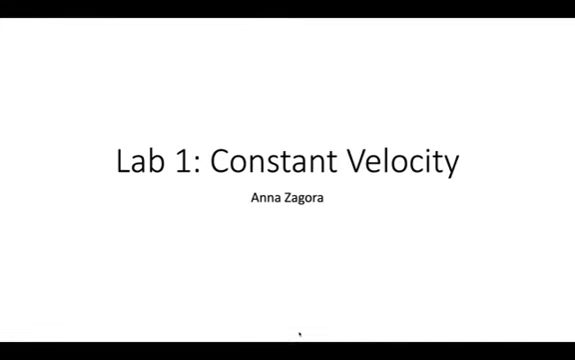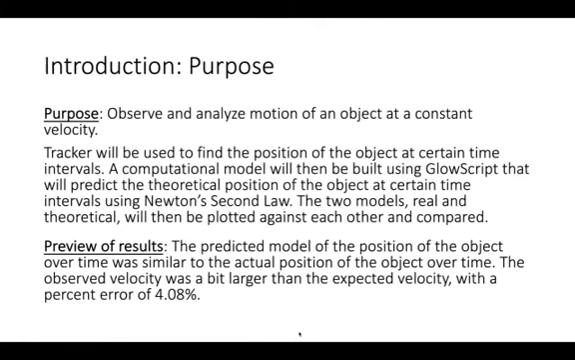In this video, I'll be talking about our first lab, which examines constant velocity. The purpose of this experiment was to observe and analyze motion of an object at a constant velocity. Tracker will be used to find the position of the object at certain time intervals.